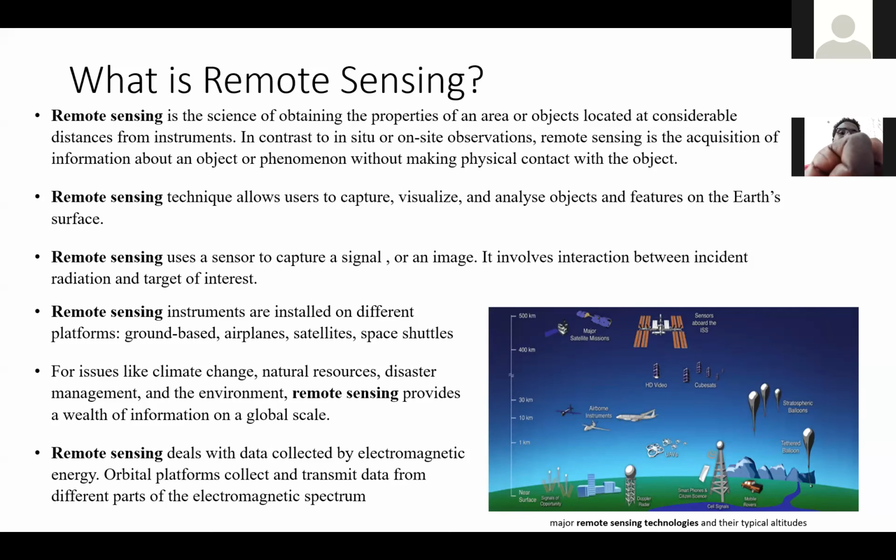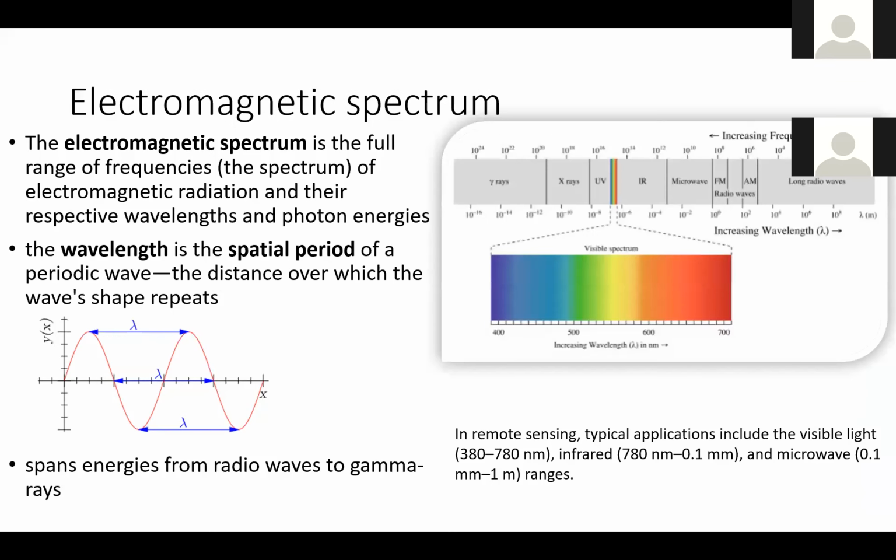Remote sensing instruments are installed on different platforms. And I will talk later about this in more detail. But here I want to start with the basics of remote sensing, which deals with the data collected by electromagnetic energy. The orbital platforms collect and transmit data from different parts of the electromagnetic spectrum.